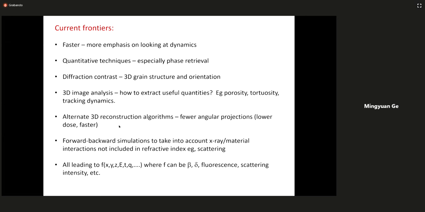Another challenge is forward and backward simulation to take into account X-ray material interactions not included in the refractive index. All the formulas we derived or have seen are based on the refractive index of the material, n, which has two components, delta and beta, corresponding to the phase component and the attenuation component. But there are additional components not covered by the refractive index, like the structure. Different crystals have different scattering, and especially if the material is thick, there is multiple scattering inside the material, which makes the beam-material interaction much more complicated. So we need more simulation to first understand these interactions, and then apply this knowledge to real experimental data to find these interactions and back-calculate the properties of the material, especially the grain orientation inside the crystal.